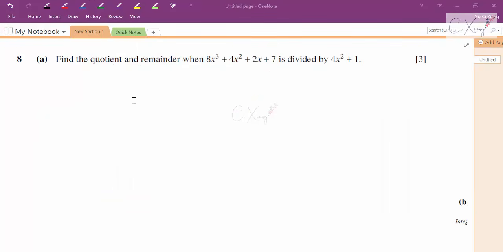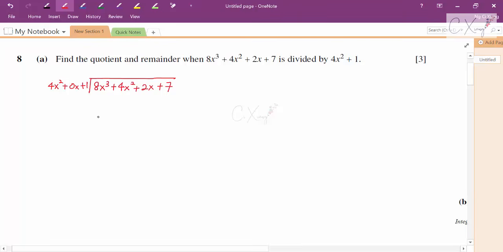Okay, so we discuss question number 8 now. They want us to find the quotient and remainder when the polynomial is divided by 4x squared plus 1. For me, I will use the long division method to get the quotient and remainder for this part. All right, so I'm having the long division where 8x power 3 plus 4x squared plus 2x plus 7, and then the divisor will be 4x squared plus 0x plus 1.